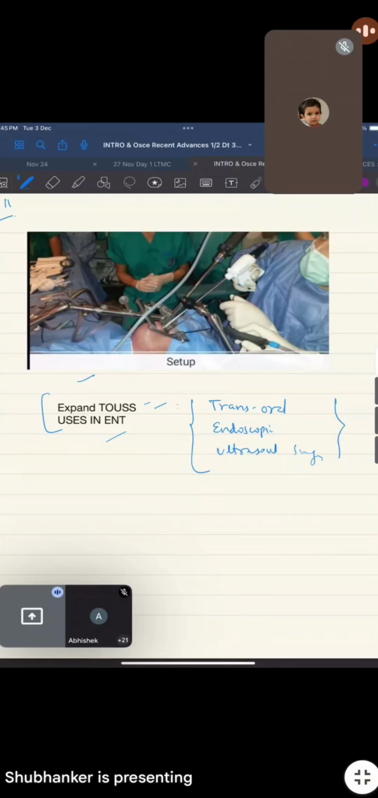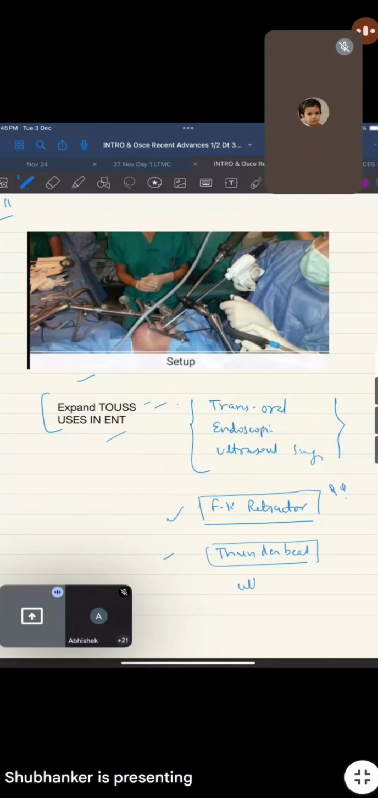Okay, in TAUS there will be 2 more things which will come. One is the FK retractor, which is used in TAUS. So one thing for you guys is to see the image of the FK retractor today. I'll send it to you, but you have to look at it yourself once. And second, there is something called Thunderbeat, if I'm not wrong. Now what is Thunderbeat? This is the ultrasonic scalpel which is used in TAUS. Basically it cuts and coagulates at the same time, so there is low heat and less thermal injury to the surrounding structures.